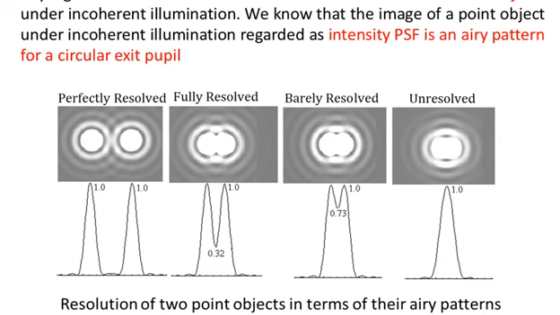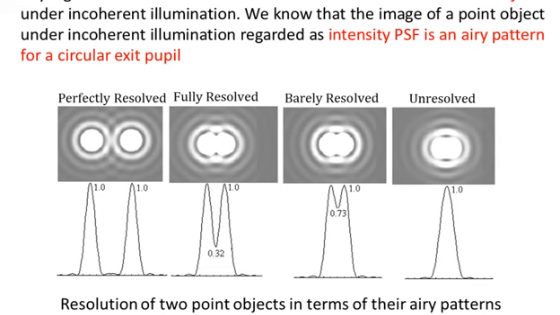So this is the case that Rayleigh has defined: if the dip is at a magnitude of 0.73, whereas the peaks have a height of 1, then this is the criterion given by Rayleigh that we can resolve the two objects under this condition. If they come closer to each other, then according to the Rayleigh criterion we cannot resolve them.